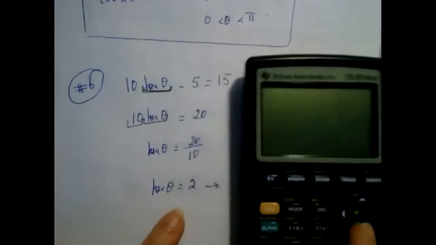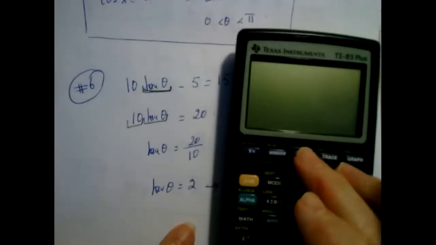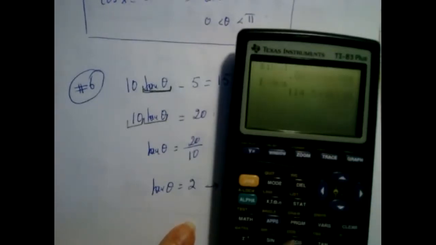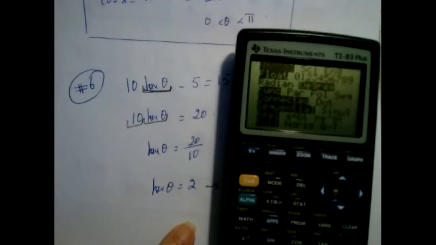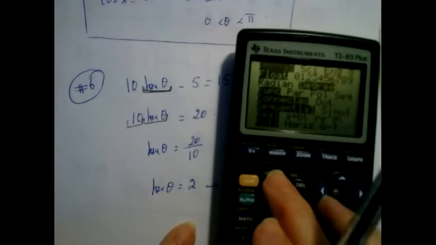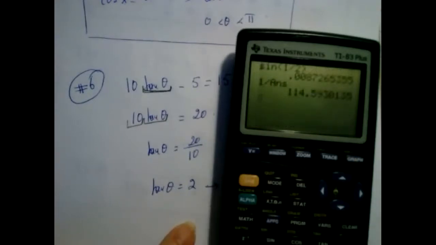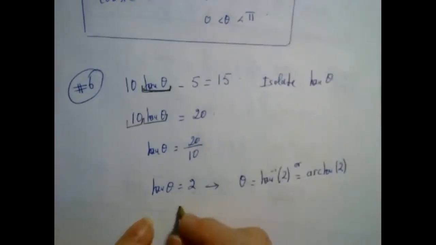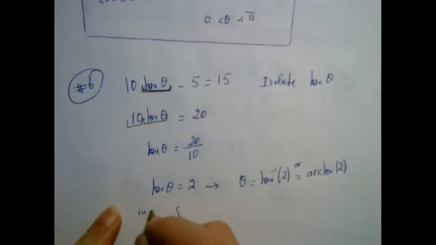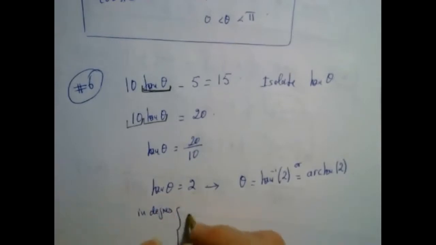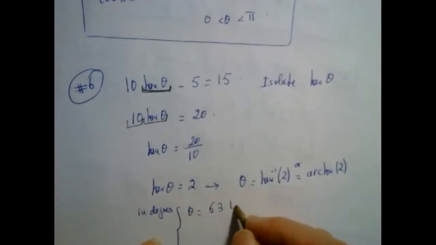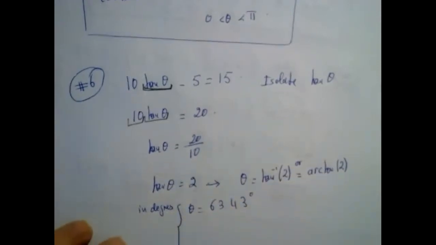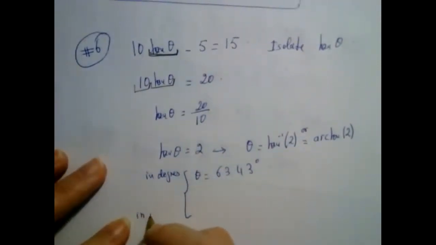Now they want it in degrees and in radian. So we take our calculator, and my calculator right now is in degree mode. So I'm going to stay in degree mode and give the answer in degrees, and then I switch to radian. So I need tangent inverse of 2. I'm getting 63.43 degrees. So in degrees, theta is 63.43 degrees.